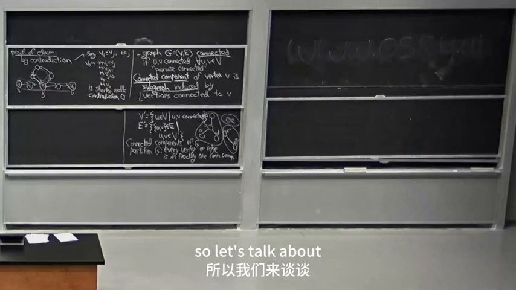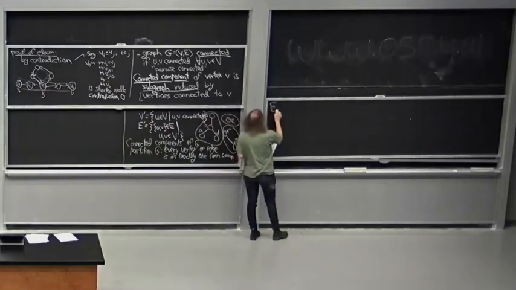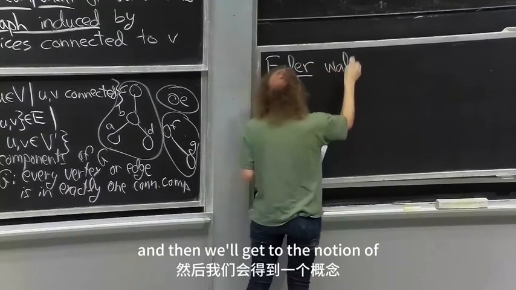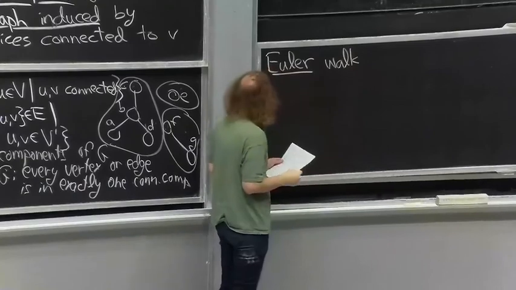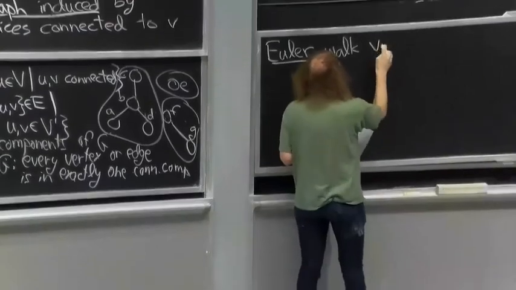So let's talk about a notion which is an Euler walk, and then we'll get to the notion of closed walk. All right.